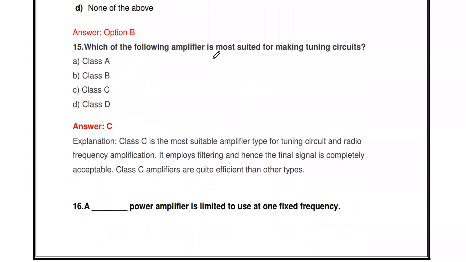Which of the following amplifiers is most suited for making tuning circuit? So which amplifier: class A, class B, class C, class D? So which amplifier is used for tuning circuit? Okay, already we discussed this in the third unit, tuned amplifier. The tuned amplifier uses the class C operation. Okay, so the class C power amplifier is most suited for tuning circuit.